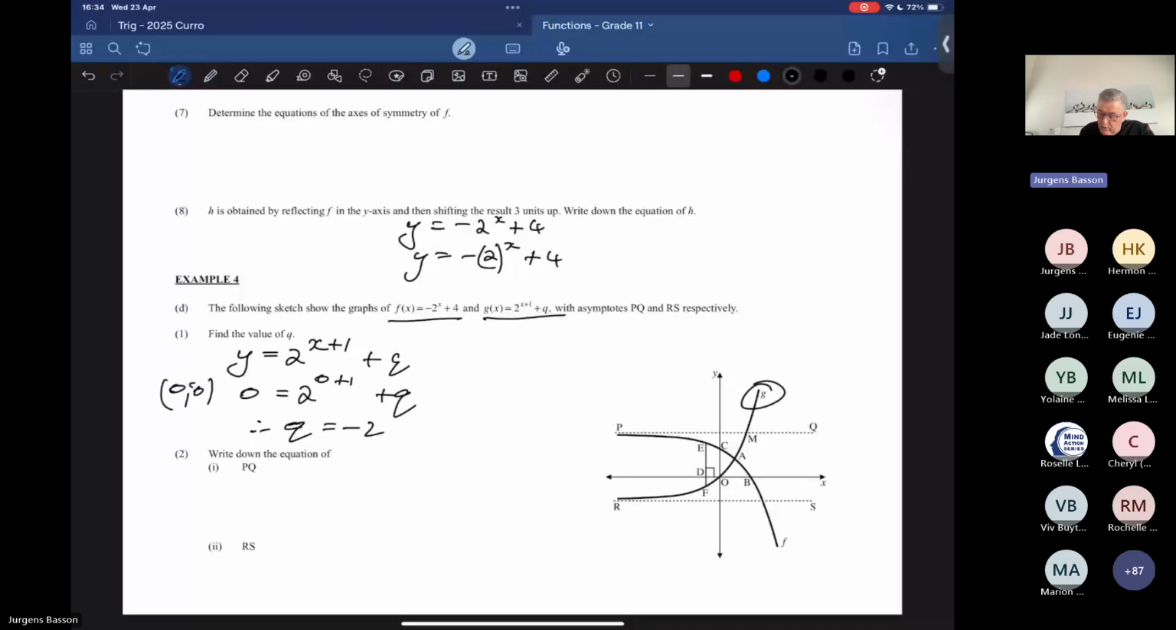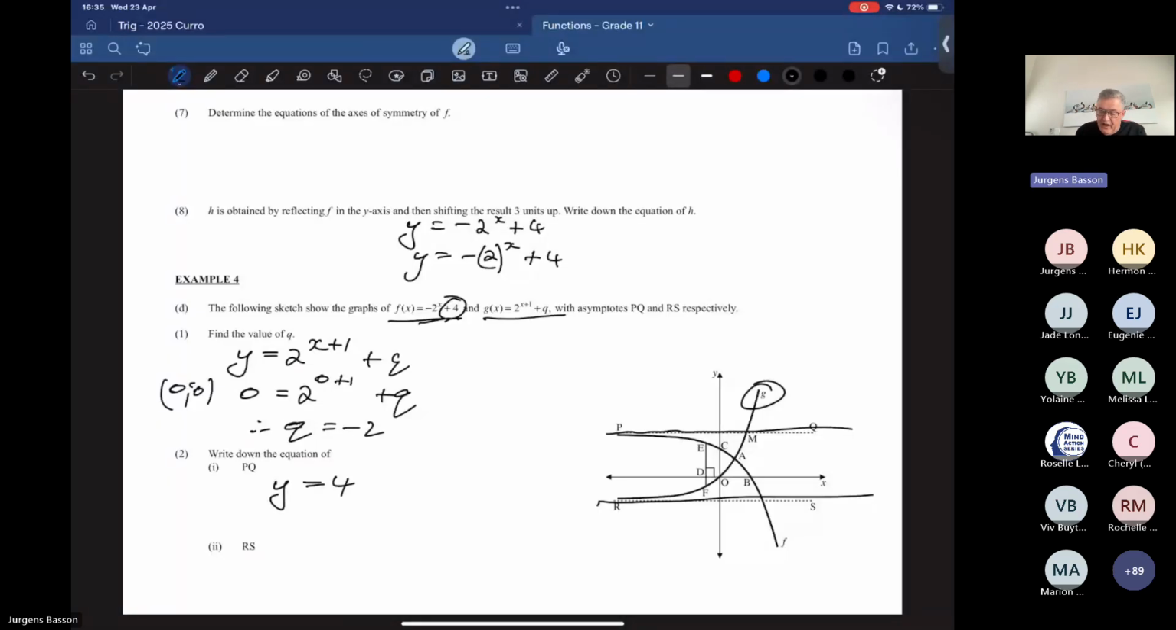Then they say write down the equation of PQ. It is that equation, that is the asymptote, and they also ask for RS. Now, the big question is, can you find them? I don't think it's too difficult. You agree for the F graph, or PQ, that is the asymptote of the F graph. You look at F, you will see that graph moved 4 units up. The asymptote used to be at 0. Now it is at 4, so you will agree that PQ equation is y equals 4.